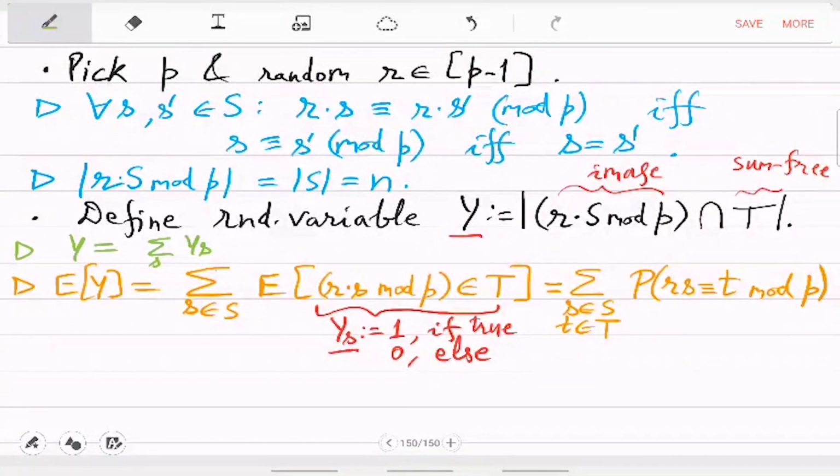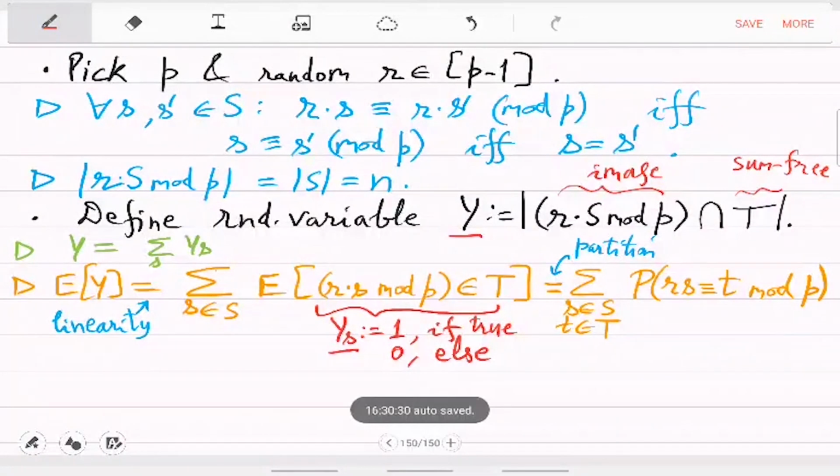Now, RS can be only one T, a unique T, right. So that is by partition. Let me also write that. So this is by linearity, and this is by partition. Okay. So now what is this probability?